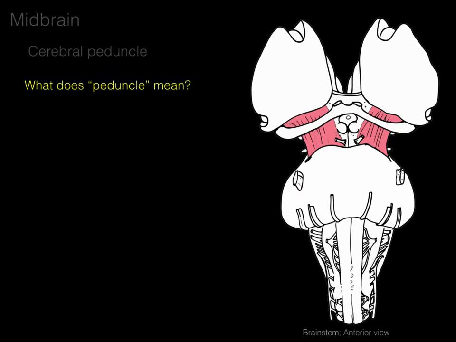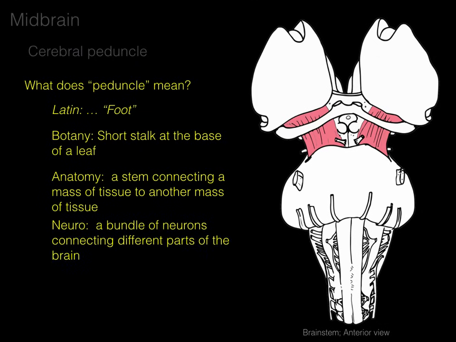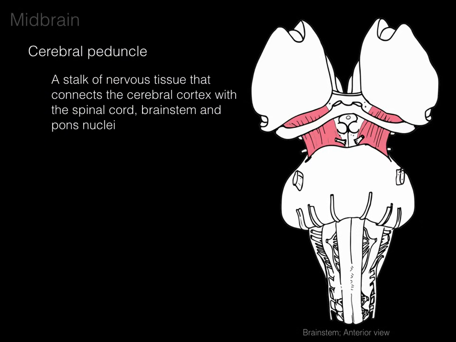Now, what does peduncle mean? Well, it's Latin for foot. In botany, they use the word peduncle for a short stalk at the base of, like, a leaf. And in anatomy, the word peduncle is a stem connecting a massive tissue to another massive tissue. And in neuroanatomy, a peduncle is a bundle of neurons connecting different parts of the brain. So all this together means the cerebral peduncle is a stalk of nervous tissue that connects the cerebral cortex with the spinal cord, brainstem, and pons.